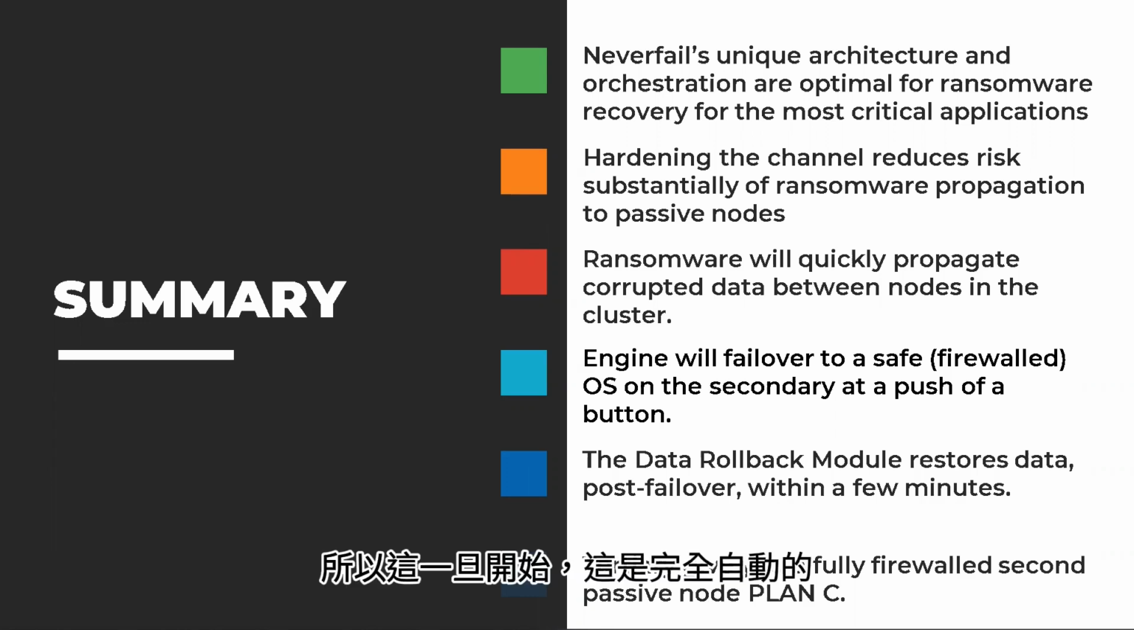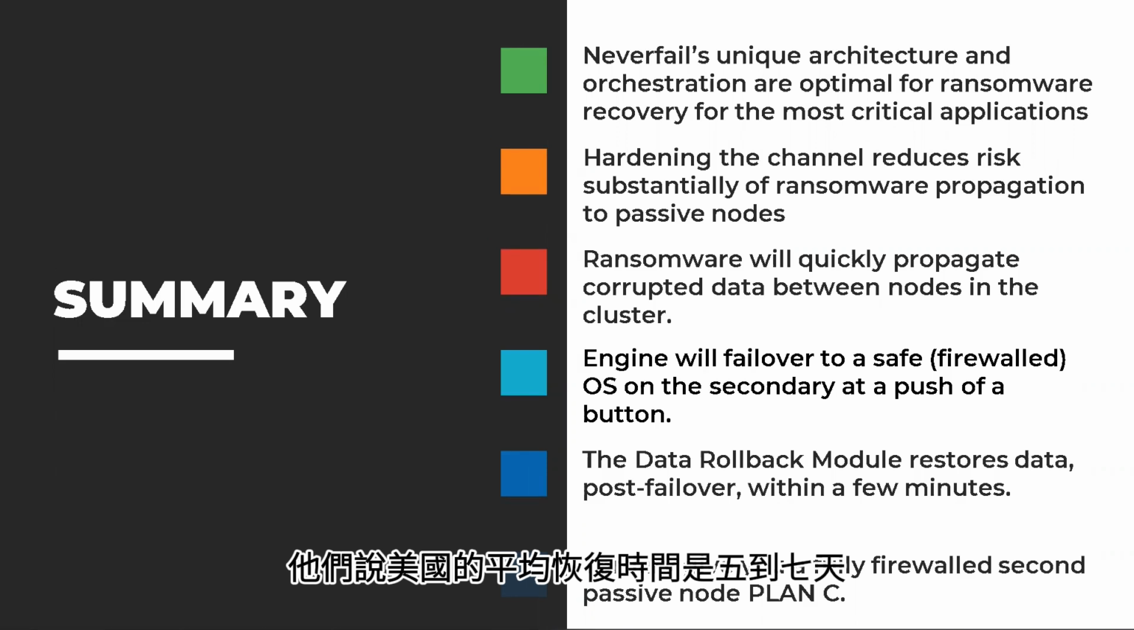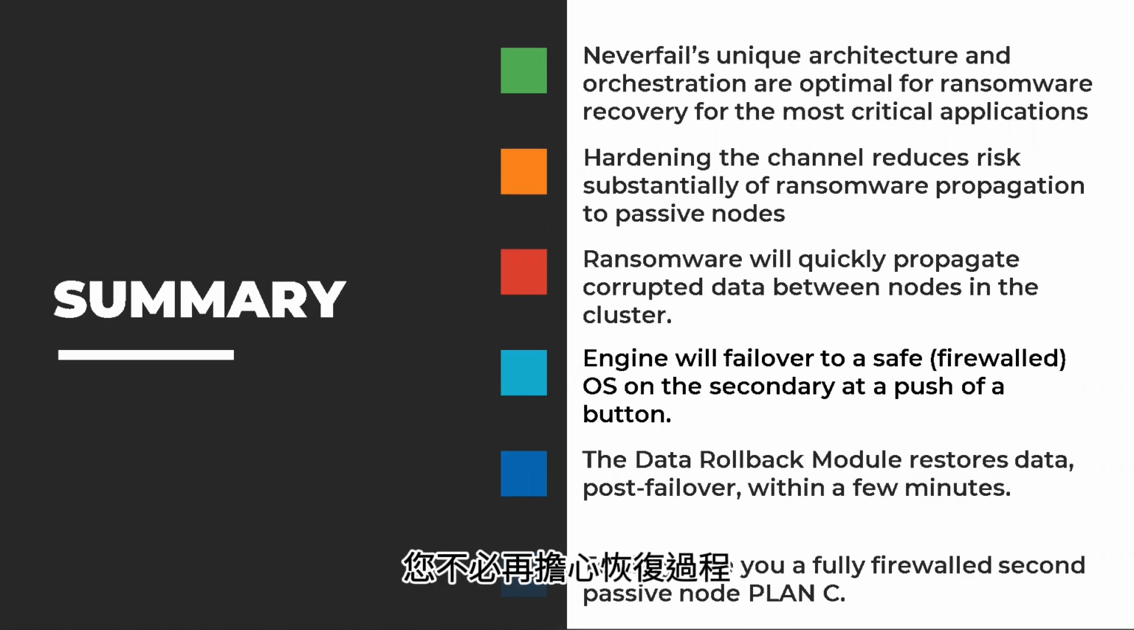Once it starts, it's fully automatic, and as we showed here, it doesn't have a lot of overhead. The data rollback module restores data post failover within just a few minutes. So not hours, not days, not weeks. They say the average time for recovery in the United States is 5 to 7 days. With Continuity Engine, you don't have to worry about the recovery process. It's a second thought. Worry about cleaning up the environment, figuring out who actually did it and what happened. You don't have to worry about the recovery process. Continuity Engine covers you in that area.